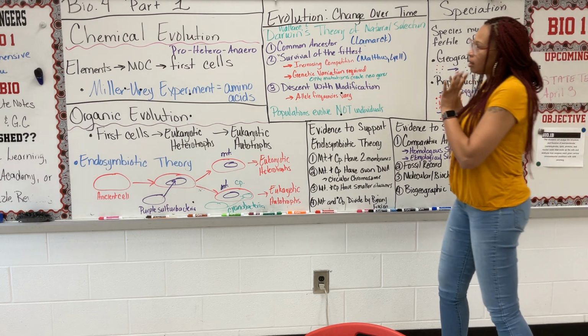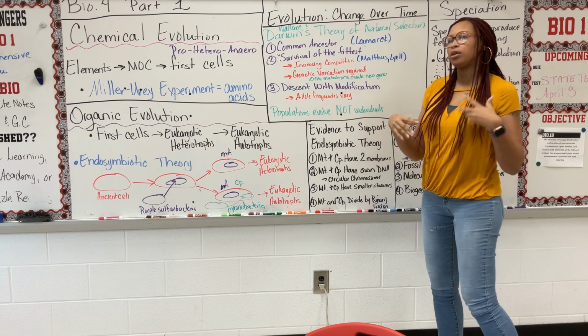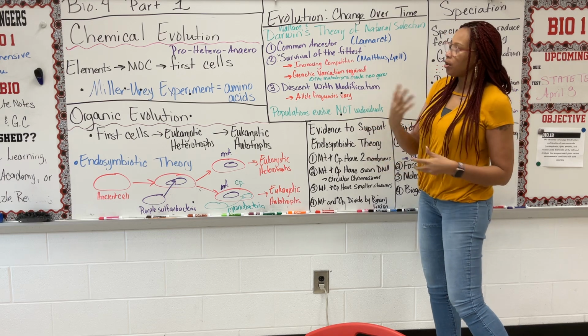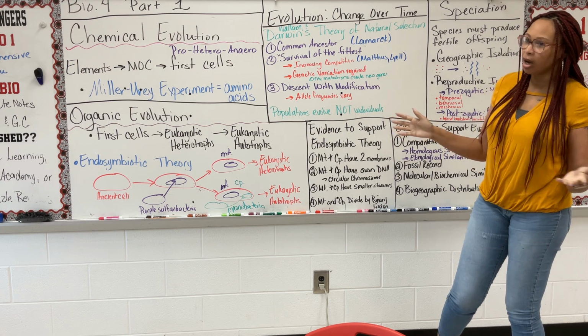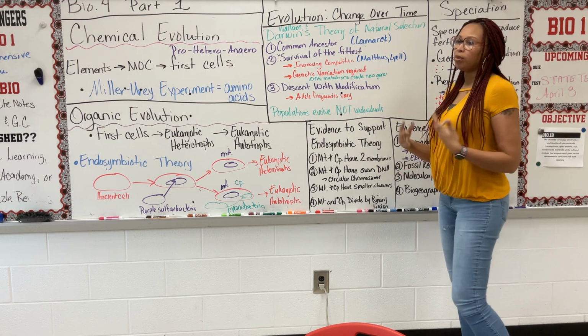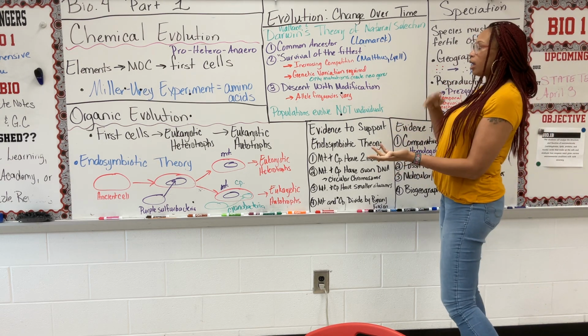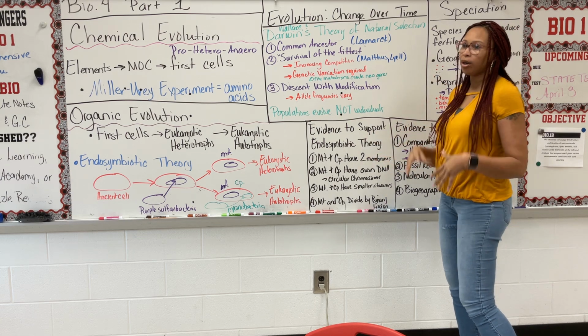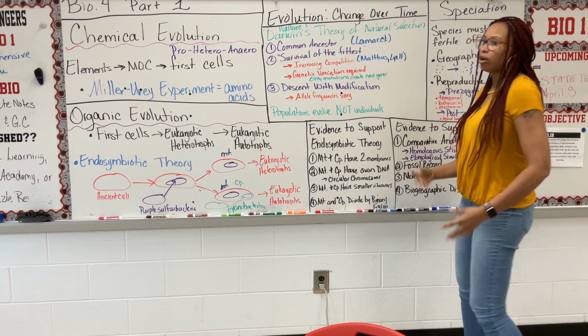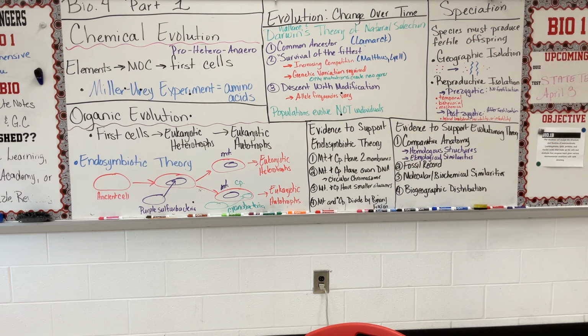So that is like all the precursor stuff. So this is how we think we came about, how we got from elements to the first cell, which would have been a prokaryotic heterotrophic anaerobic cell, and then how this first cell ultimately turned into these eukaryotic heterotrophic cells or eukaryotic autotrophic cells. So how do we get there?